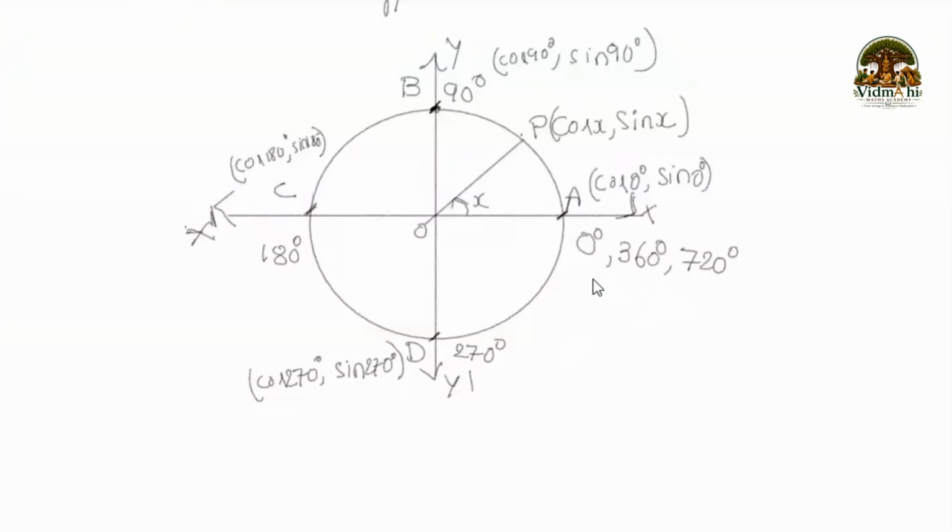Next, here, suppose it rotates completely, or completes one rotation, then the coordinates of this point are cos 360 degree, sin 360 degree.